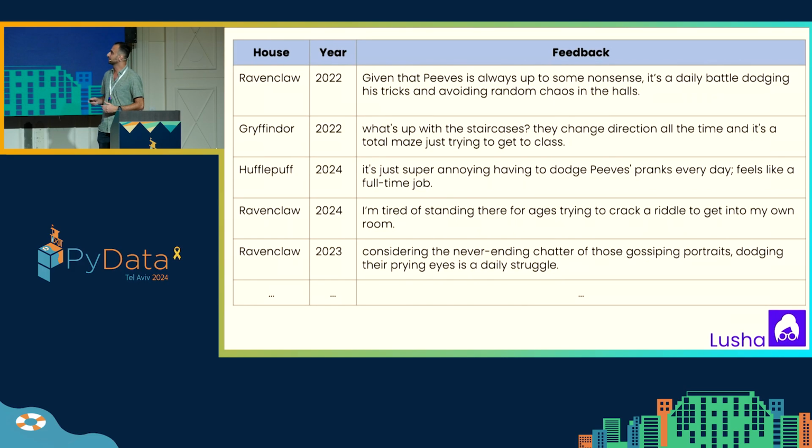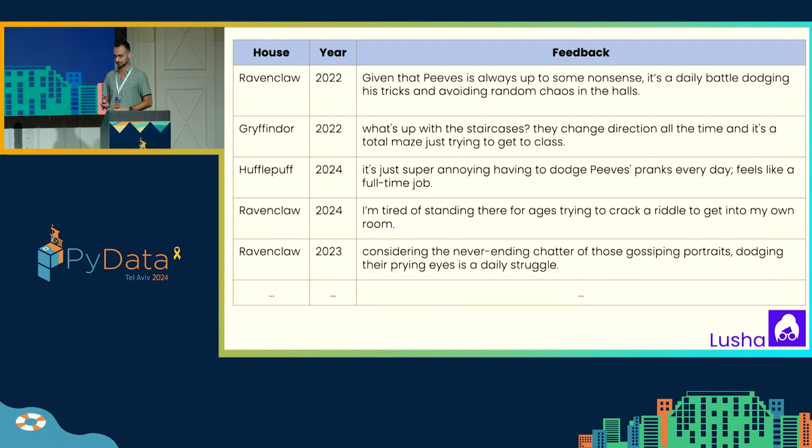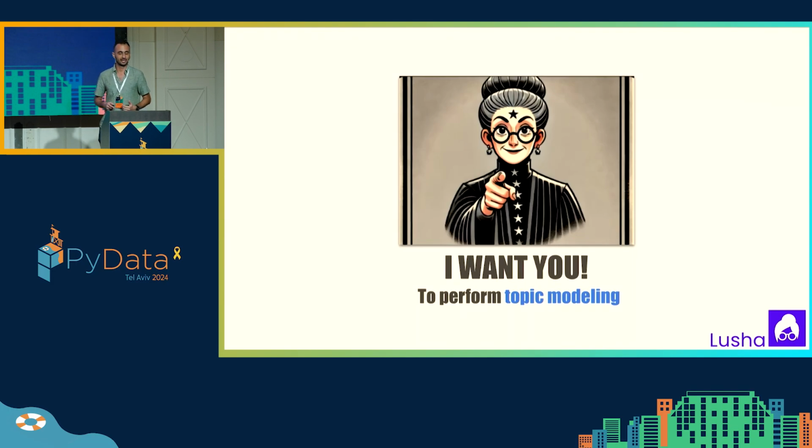So let's, for example, see the second row. It's a student from Gryffindor at 2022. He or she reported, what's up with the staircases? They change direction all of the time, and it's a total maze just trying to get to class. It's a valid complaint, but is it common? Or maybe this student is the only one that cares about it? Well, the headmistress wants us to perform topic modeling on this dataset and present to her and to the board of directors of Hogwarts what the main complaints are so that they can take steps to alleviate them.